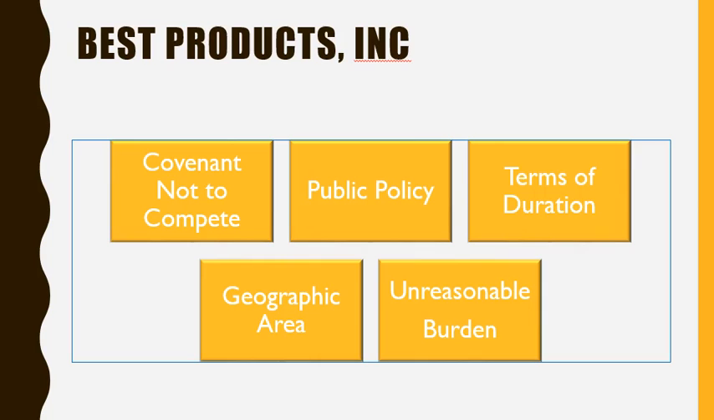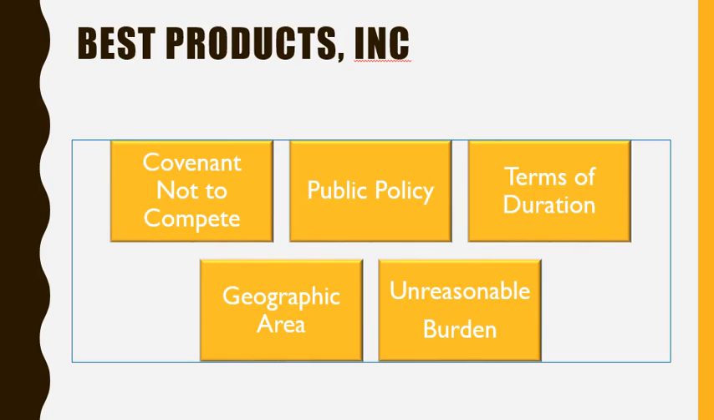In Best's suit against Cole, you want to discuss the most important factor in determining whether Cole could compete with Best. In determining whether Cole could compete with Best, you want to take a look at the covenant not to compete. Discuss this in detail and discuss the elements that surround this covenant.